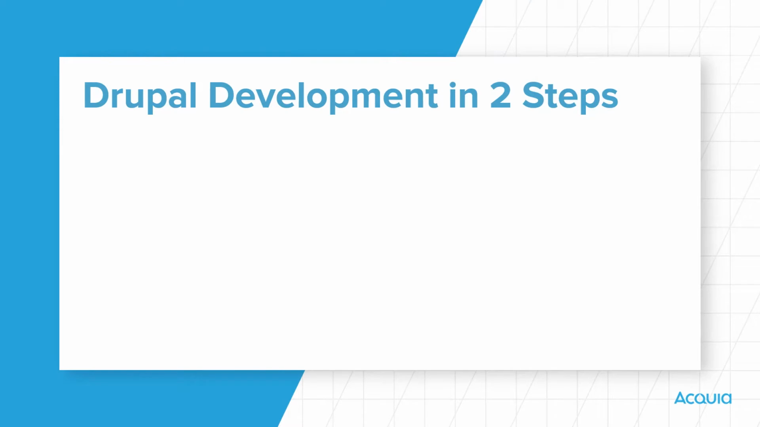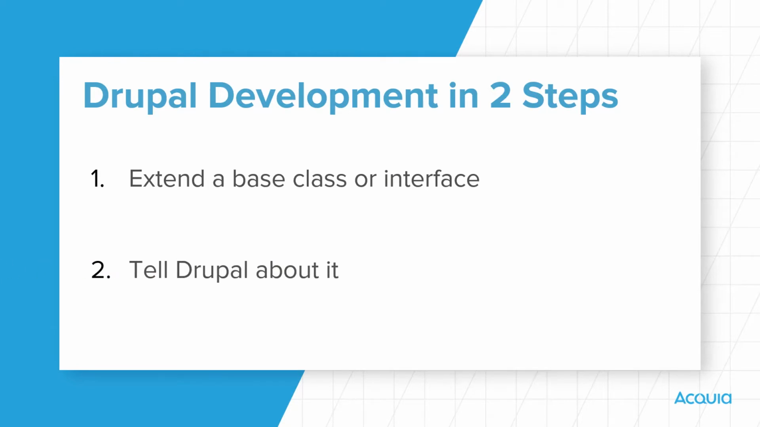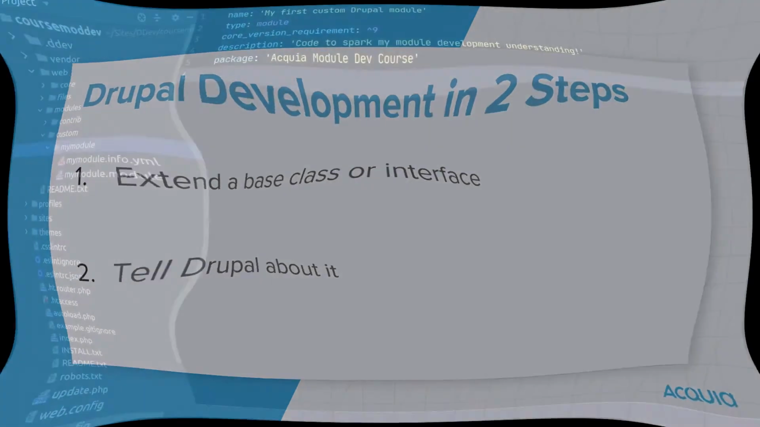Before we jump right into coding, I want to introduce a general, easy-to-use design approach I often apply in my Drupal development. It's 2 steps. First, build a tool. And then second, wire it up. Said another way, the first step is to extend a base class or an interface. And the second step, tell Drupal about it. We're going to apply this approach now to see it in action.